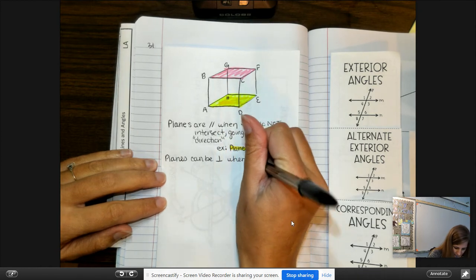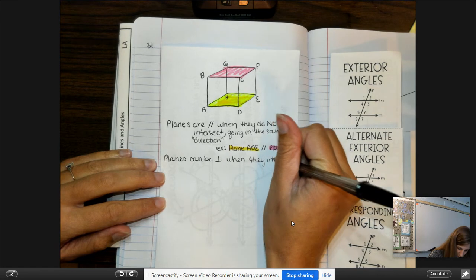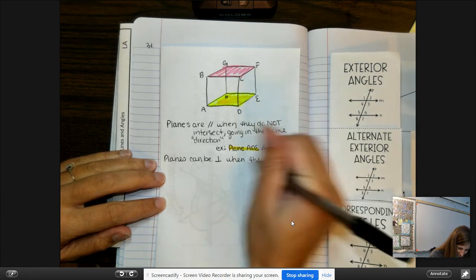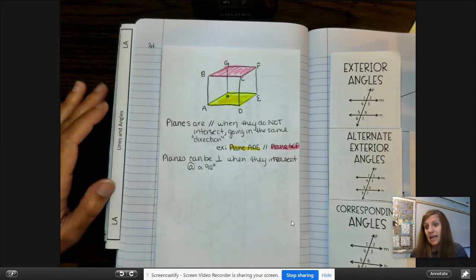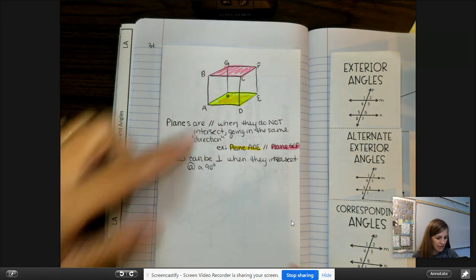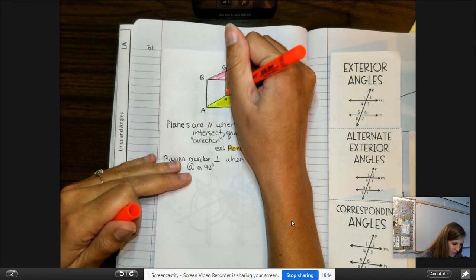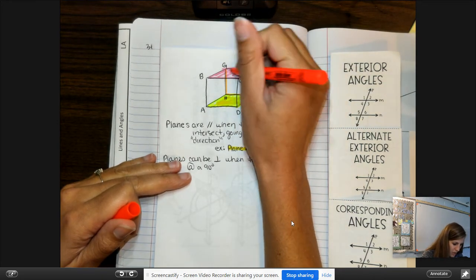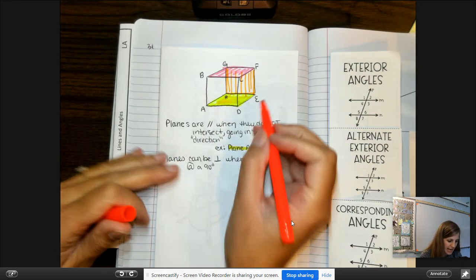When they intersect at a 90-degree angle, just like we do with lines. This is just a bigger figure that we're looking at here. So for instance, if we're looking at the bottom again, if I go with the back plane, those two cross at a 90 along line HE.